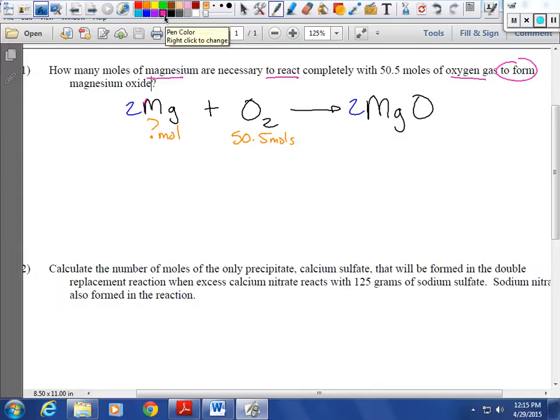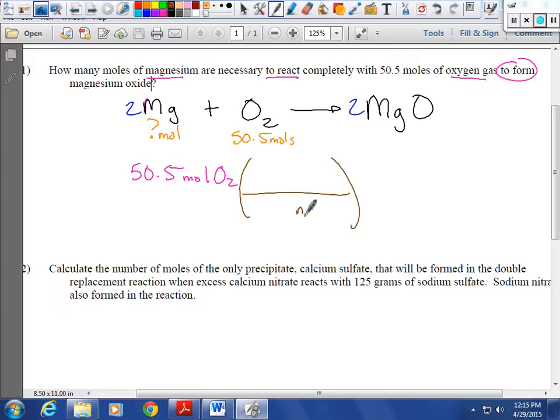Y'all like multiple problems? They're very easy. Okay, so I've got 50.5 moles of O2, and I know that moles of O2 has to go on bottom so I can algebraically cancel it all. But how do I get from O2 to Mg? At what stage do I convert? Am I already there? Yep, I'm already there. So I can go from moles of O2 to moles of Mg. Now, where does the mole-to-mole ratio come from? Very good, the coefficient. So what's my top to bottom ratio? Very good, 2 over 1.